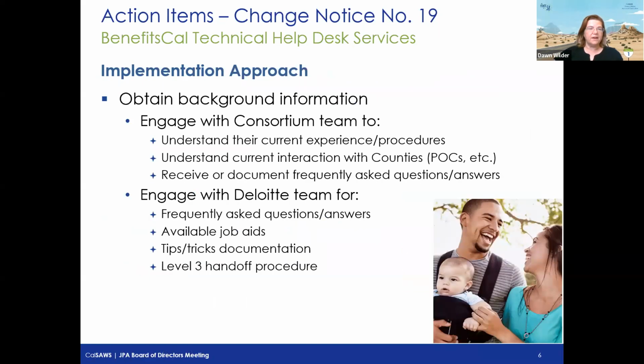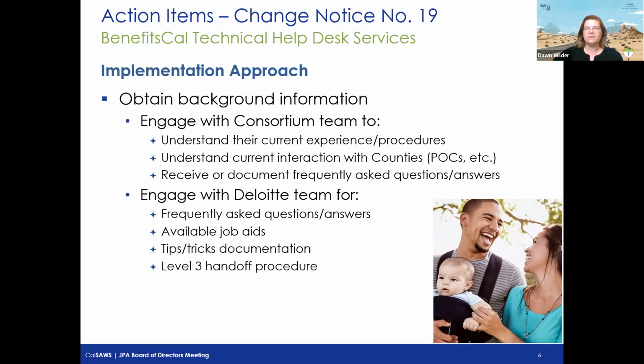So we are doing a joint organization implementation approach here. We are touching all of the organizations that provide services. We're beginning with the consortium team because they are currently supplying some of these services to the counties. We'll get their background and understand their interactions and current experiences, so that we can better tailor the implementation of this help desk. And then we'll also be engaging with Deloitte to get any information they have on existing job aids, tips and tricks, frequently asked questions.